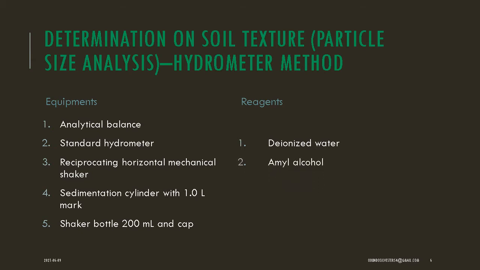Amyl alcohol is very important so that you may be able to eliminate any frothing that may occur in the process of shaking your suspension. Lastly, which is very, very important, is sodium hexametaphosphate solution. We also refer to this as calgon. This helps in dispersion, and when it is added into the suspension, it causes the soil particles to disperse so that you can be able to separate the clay from the loam and from the sand.